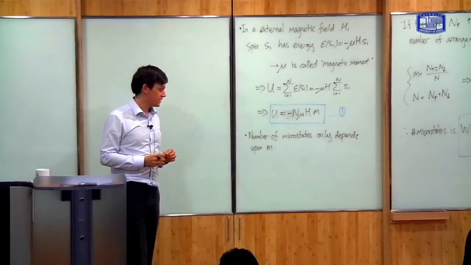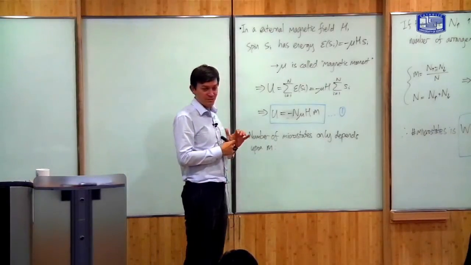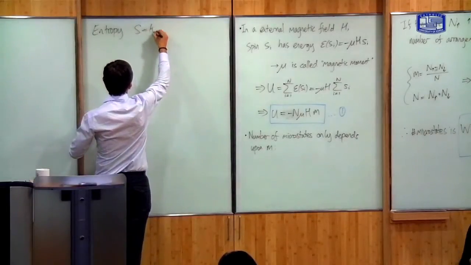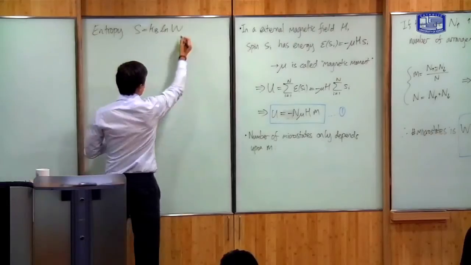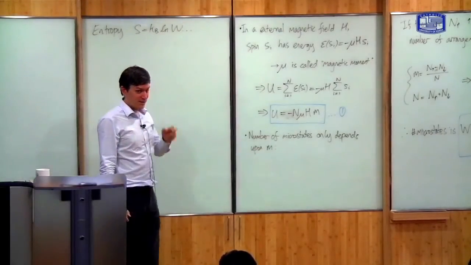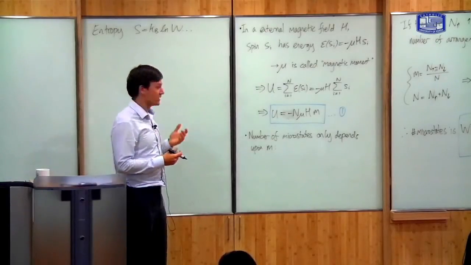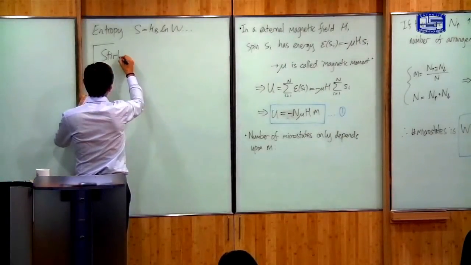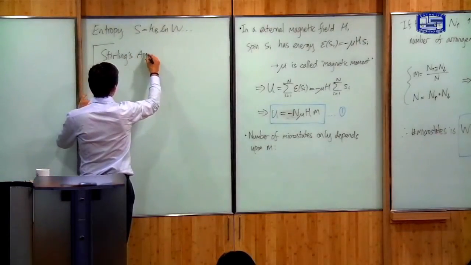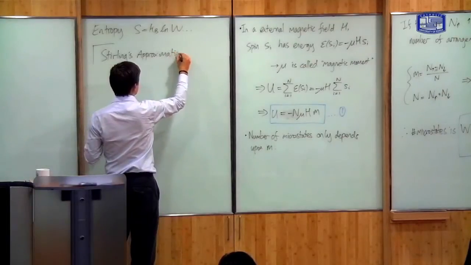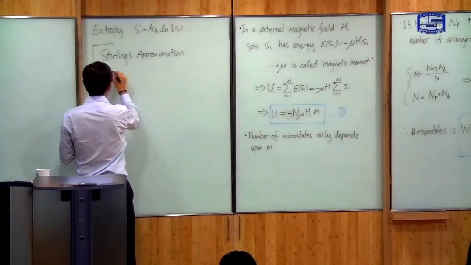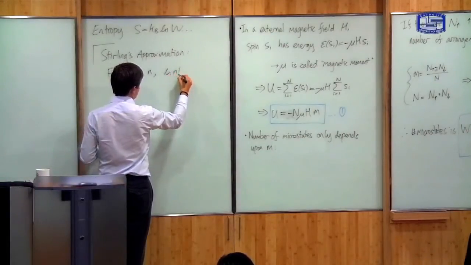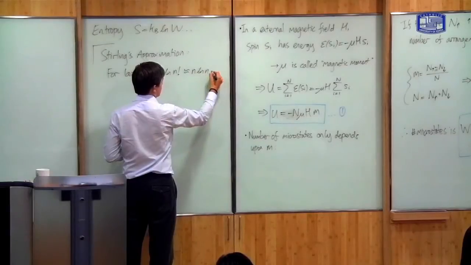Okay, now using Boltzmann's definition, we can use this statement for the number of microstates to calculate the entropy. So entropy S is defined as k_B times the log of W. And if you take the log of W, you'll get log of factorials. So we need to make some approximation for this, and it's useful to use this result, which is known as Stirling's approximation. Which says the following: if I have a large number n, then the log n factorial is approximately equal to n times the log of n minus n.